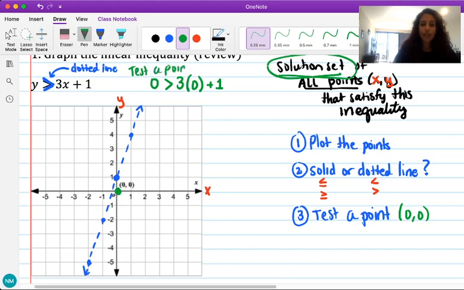Okay, so I test it. So I get 0 is greater than, this goes away, 1. Is 0 greater than 1? Is this true? No, this is false. I'm going to write this down. False.